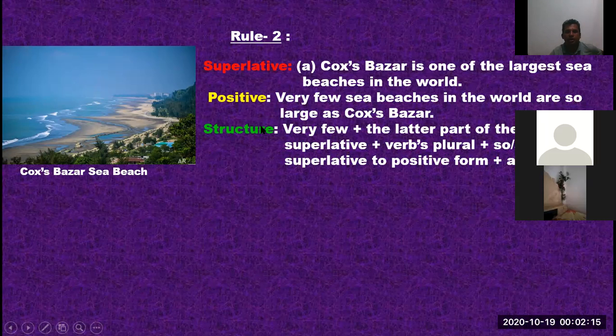There is a similarity between rule 1 and rule 2, and there are differences. In rule 1 the positive starts with no other, but in rule 2 the positive starts with very few. And another difference is that in rule 1 the positive takes a singular verb, and in rule 2 the positive degree takes a plural verb. These are the differences between these two rules.